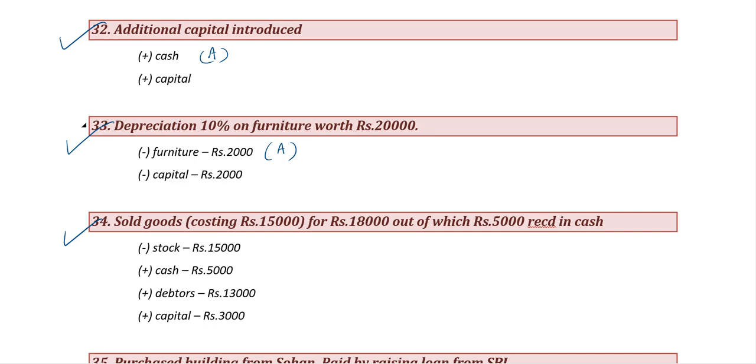Sold goods costing rupees 15,000 for rupees 18,000, out of which rupees 5,000 is received in cash. We need to deduct from stock rupees 15,000. Stock is an asset. We need to add to cash rupees 5,000. Cash is also an asset. We need to add to debtors 18,000 minus 5,000, the amount of the credit sale. Debtors is an asset. And the profit, which is 18,000 minus the cost of the goods sold, which is 15,000, 3,000 profit will be added to capital.